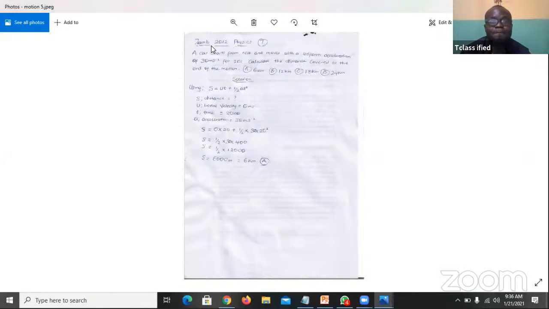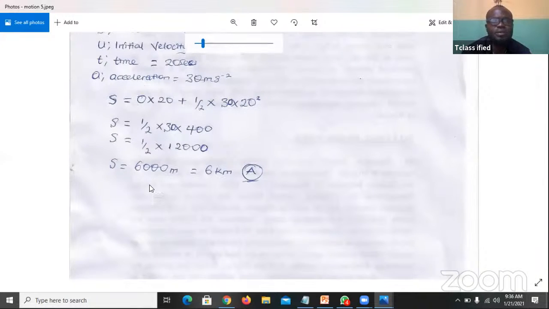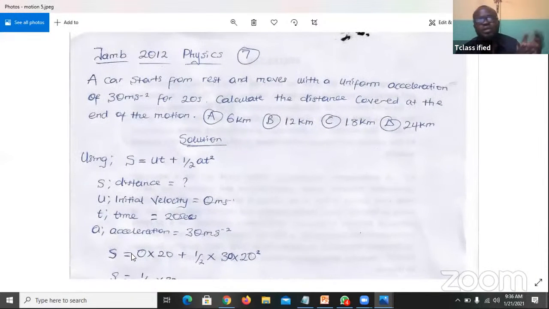Okay, so let's look at this final problem. JAMB 2012 physics. A car starts from rest. Whenever you hear starting from rest, that means the initial velocity is 0, and it moves with a uniform acceleration of 30 meters per second squared for 20 seconds. So this is the acceleration and this is the time. Calculate the distance covered at the end of the motion.